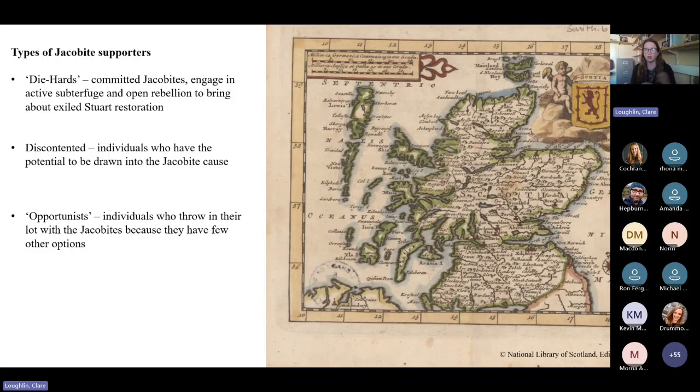Then we have another group of people, what I've termed the discontented. These are individuals who have the potential to be drawn into the Jacobite cause, depending on what's going on at the time. It's this idea that Jacobitism represents an alternative political reality. And if circumstances are right, these are the kinds of people who can lend their support to this cause, but they're not necessarily as committed as the diehards. And then finally, you have opportunists, individuals who throw in their lot with the Jacobites because they have few other options and little or nothing to lose.